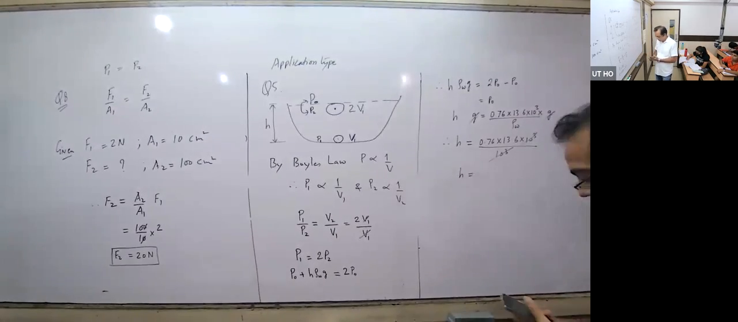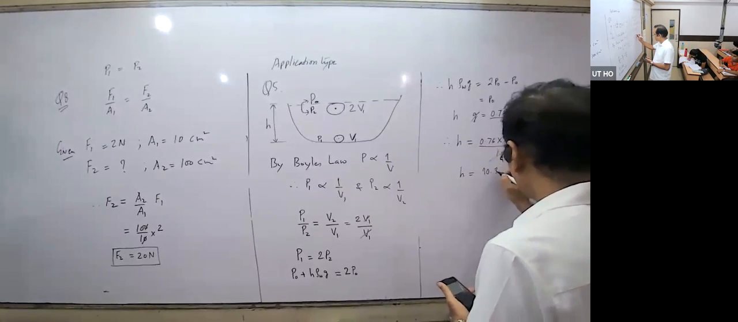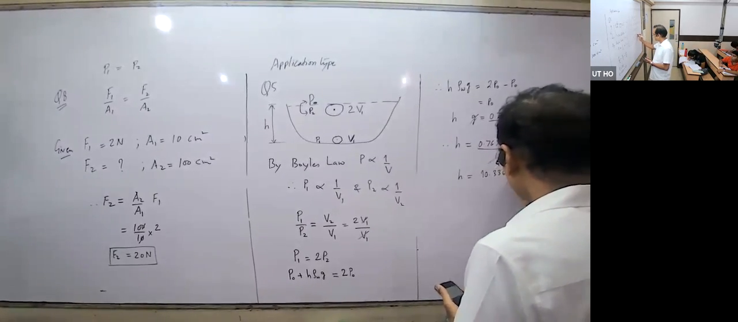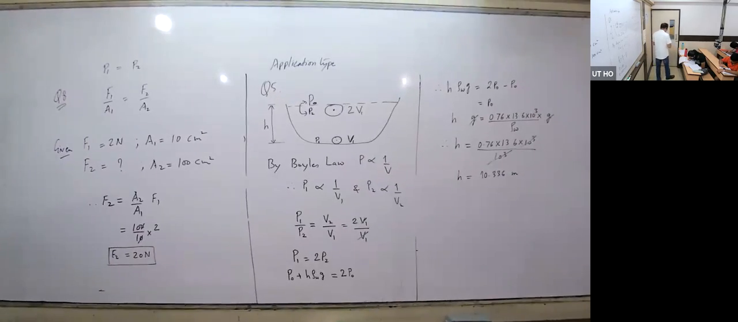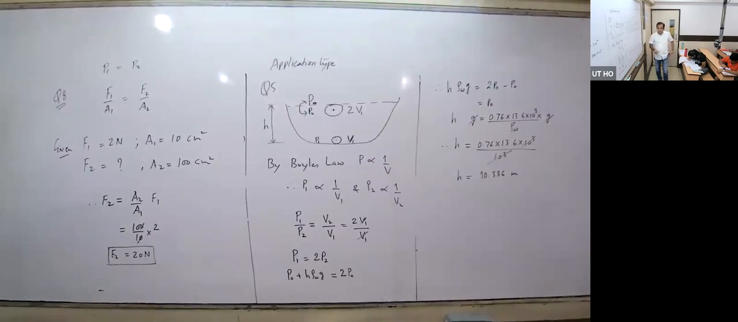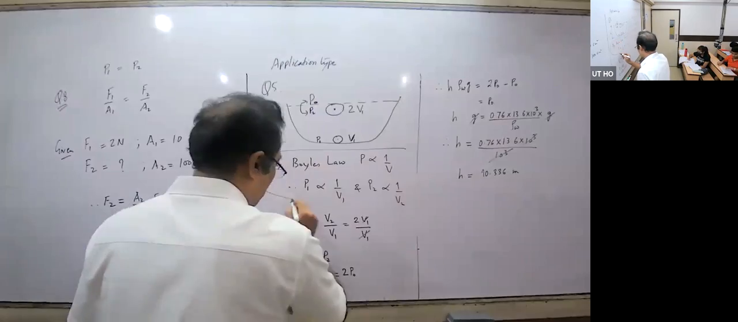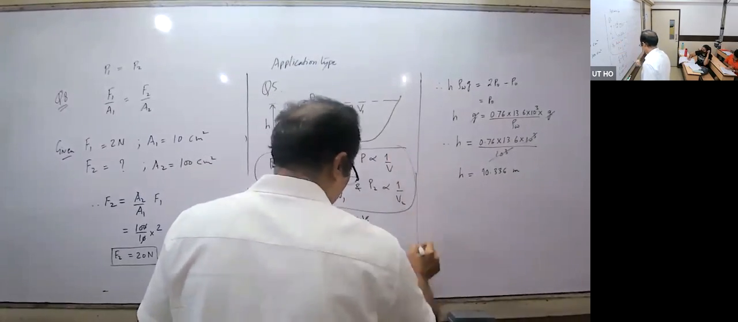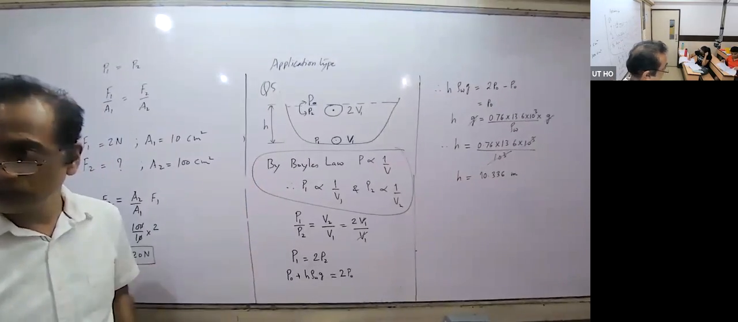So I think we are correct. It's about 10.3. The depth of the lake is roughly 10.3 meters. So the only thing is, there is an inverse relation between pressure and volume that you have to apply. That's a different application.